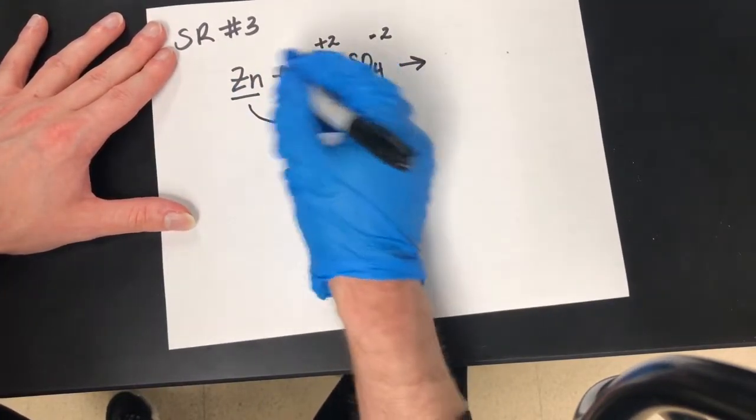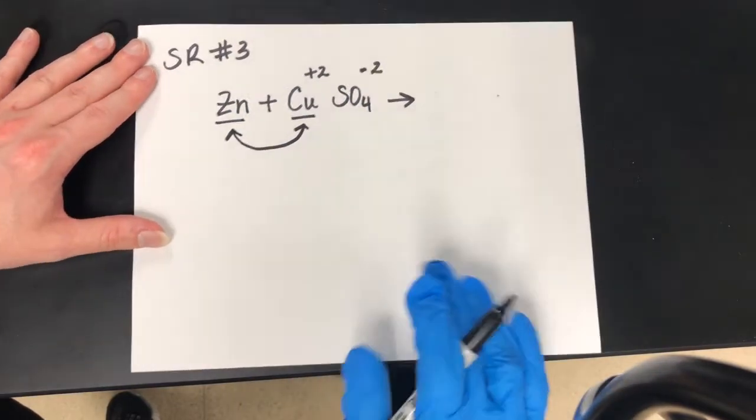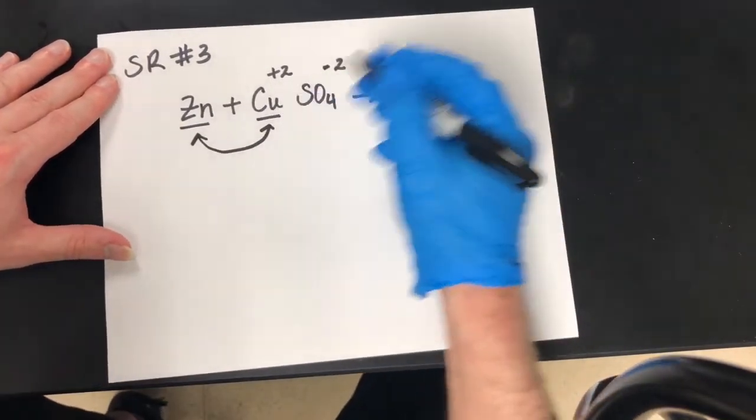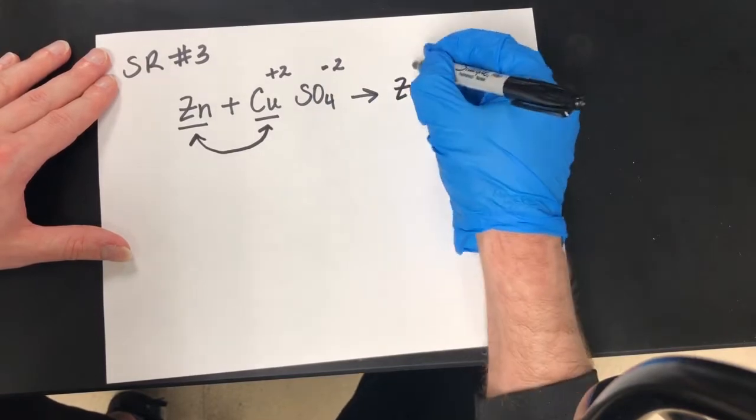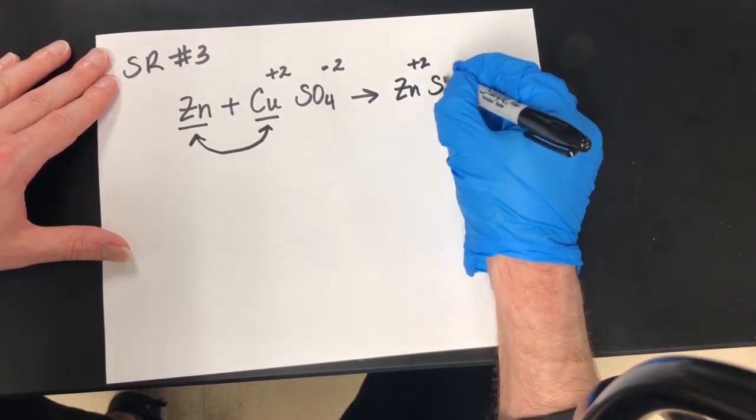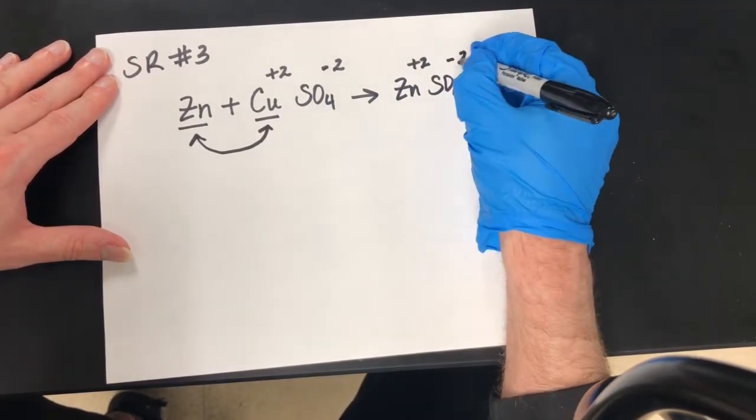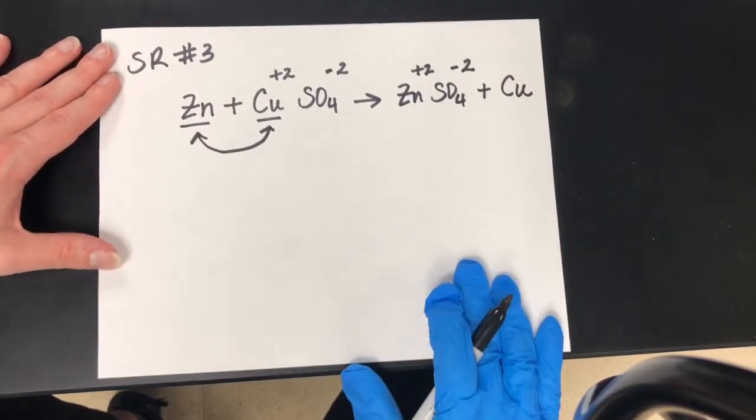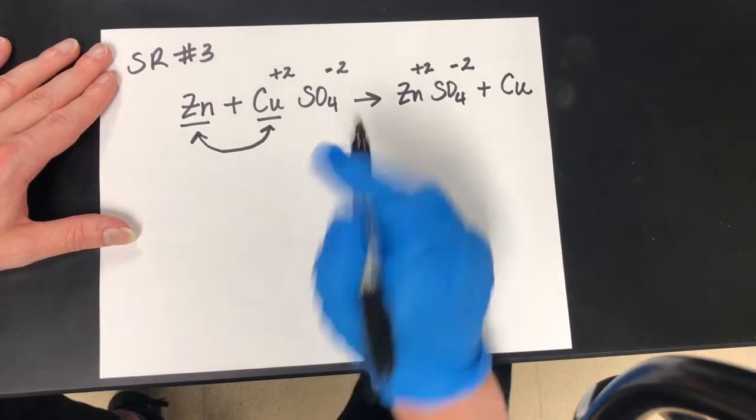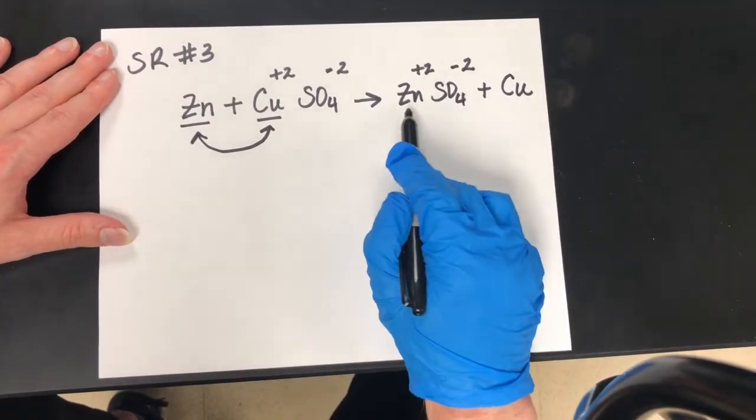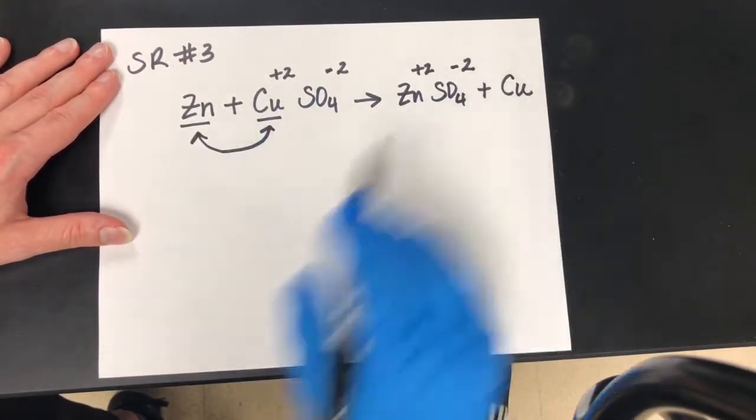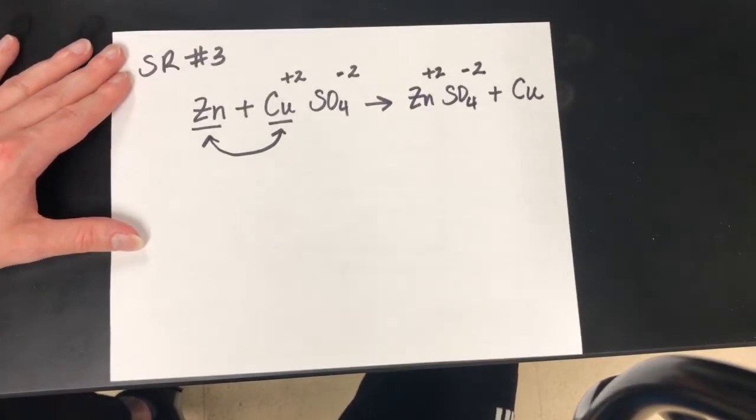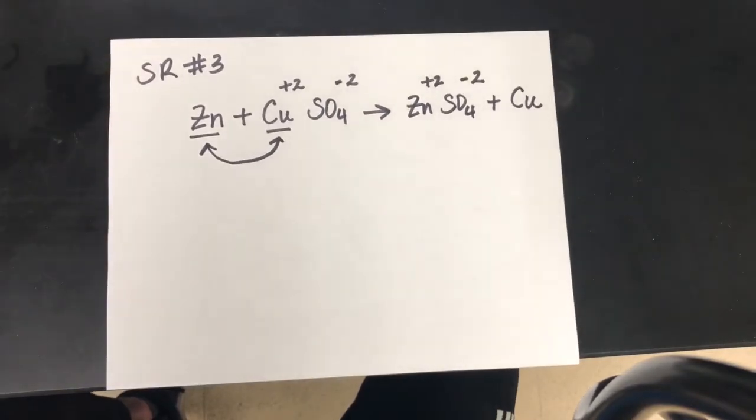So these two metals are going to switch spots, and we're going to kick out the copper. So zinc has a +2 charge always. Sulfate always has a -2 charge, plus copper. Now, we're going to balance our equation. Let's make sure everything's balanced. 1 SO4, 1 SO4, 1 zinc, 1 zinc, 1 copper, 1 copper. It's balanced, okay? So we should actually get something that happens in this reaction.